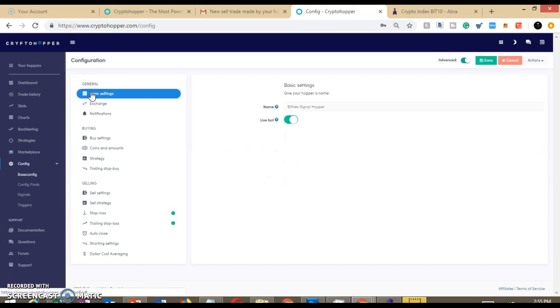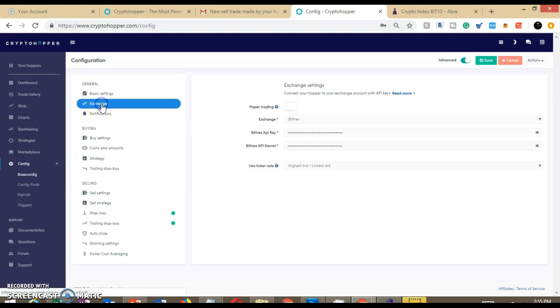Alright, so we'll start up here at the basic settings. And right now you have the choice to name your hopper. So I assume that maybe you can give different ones different names. But this one here is called Bittrex Signal Hopper because I'm just using the Bittrex API. And it says give your hopper a name so you can identify this hopper when you have more than one hopper. Okay, exactly. Alright, and then I have it turned on.